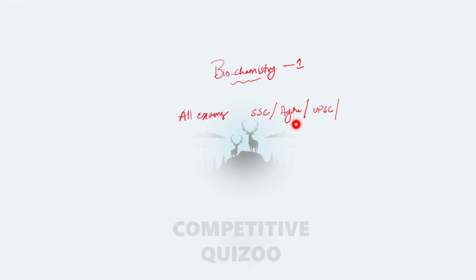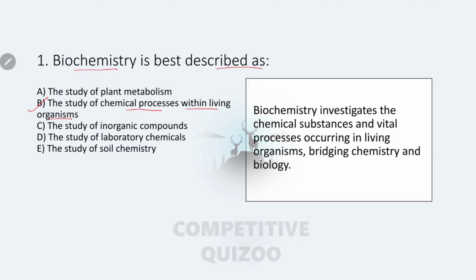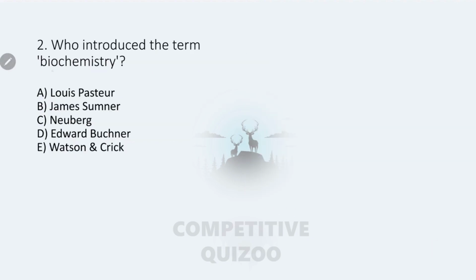Let us go to the first question of this topic. The first question is, biochemistry is best described as. The answer to this question is going to be option B, the study of chemical processes within living organisms. Biochemistry investigates the chemical substances and vital processes occurring in living organisms, bringing the chemistry and biology part of life.